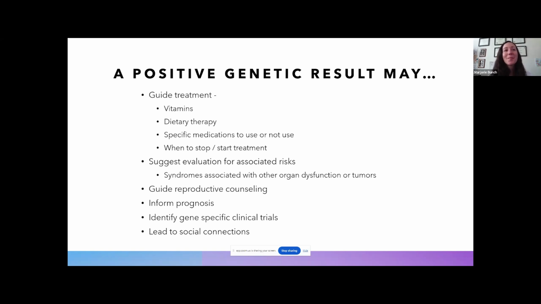And a positive test result may lead to social connections. I've had patients who got a weird genetic thing that we didn't really know a lot about, but then they found a Facebook group and they just thought it was fun to meet people online with the same genetic variant that they had, and they found that fulfilling. So that, to me, is kind of a surprising good outcome from a positive genetic testing result.